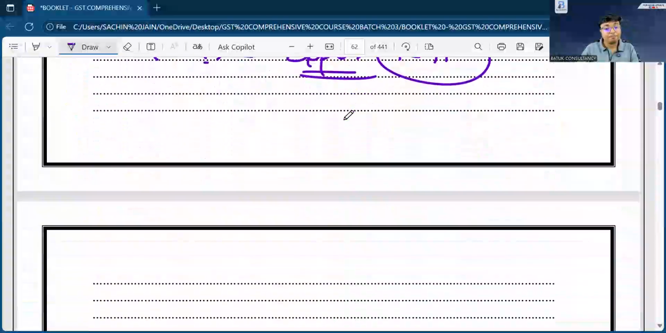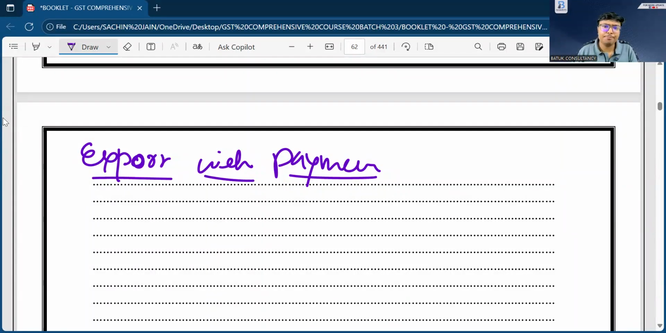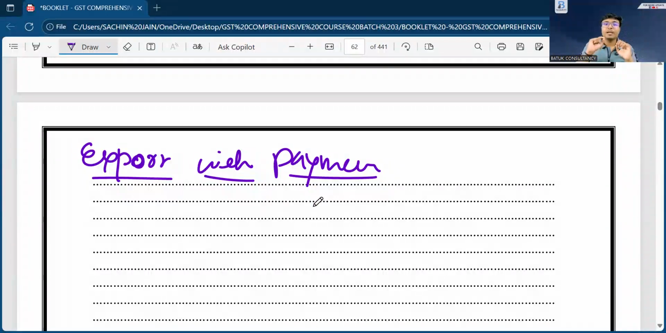Now, export with payment of tax. What do you mean by this? Export with payment of tax means, suppose I have made a taxable export and I am saying that I will pay the tax on that export. But export is zero rated, no tax should be charged. So the government is saying: once you have paid the tax, we will pay you the refund.